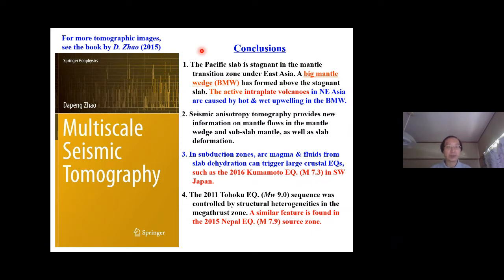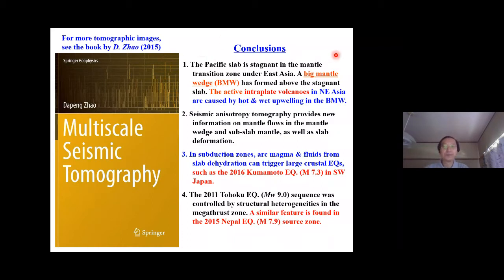In subduction zones, arc magma and fluids from slab dehydration can trigger large crustal earthquakes, such as the 2016 Kumamoto earthquake in southwestern Japan. The 2011 Tohoku earthquake sequence was controlled by the structural heterogeneities in the megathrust zone. A similar feature is also found in the 2015 Nepal earthquake source zone. That's all. Thank you very much.